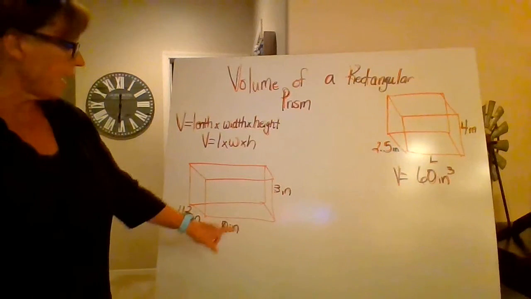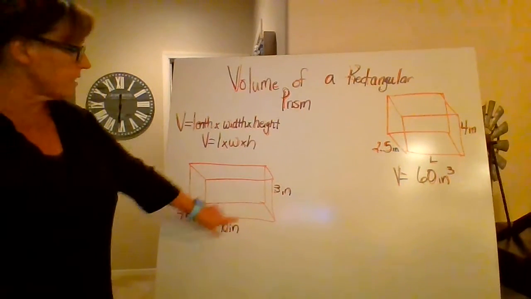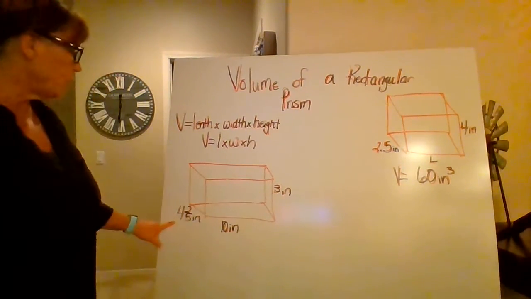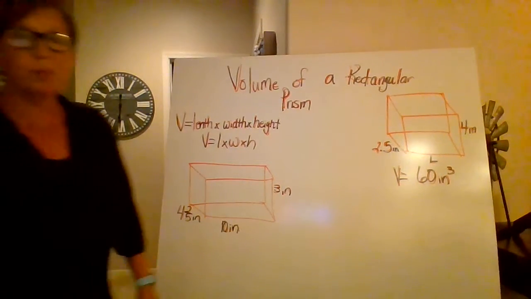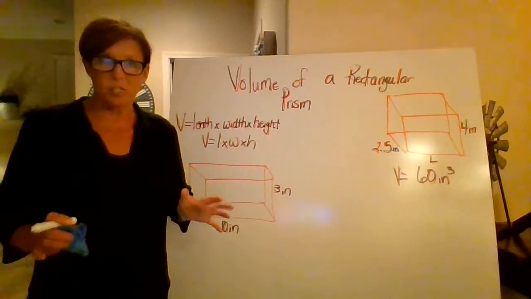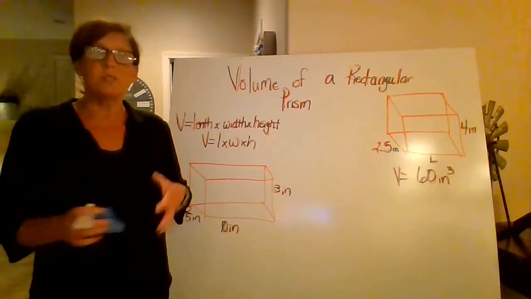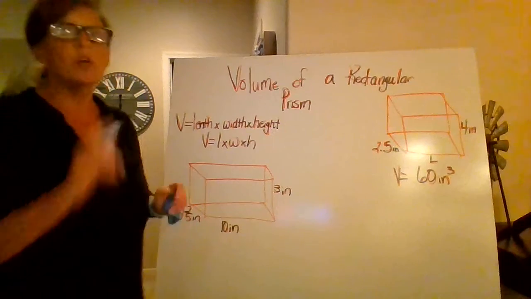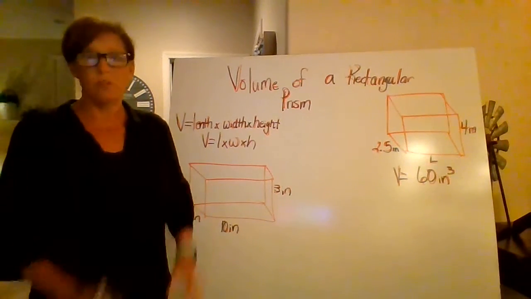So in this case, we have a length of 10, a height of 3, and a width of 4 2/5. Now, some of the problems you're going to have some fractions in them. Do not be afraid of the fraction. The fractions they give you are going to be numbers that are easy to work with. Trust us on that. Mr. Swint and I have told you that.